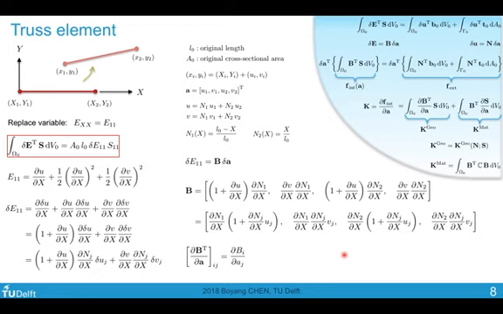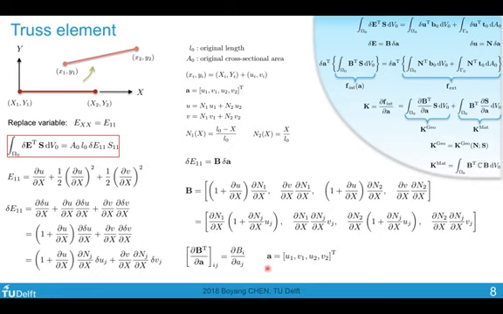Then the B transpose would be a vertical vector, and the partial derivative of B transpose with respect to a, our degree of freedom vector, would be a matrix. The ij term of this matrix would correspond to the partial of Bi over the partial of aj. Let's take an example.